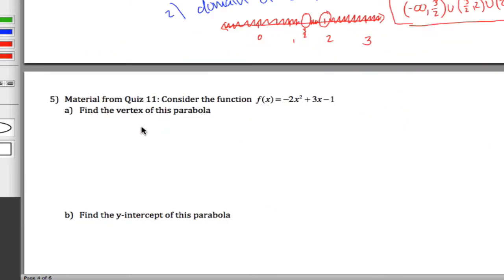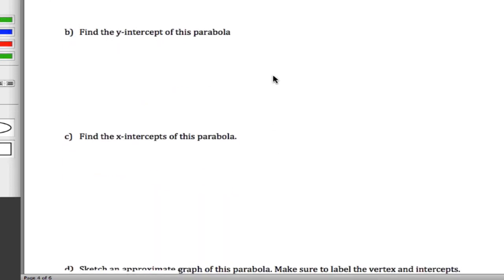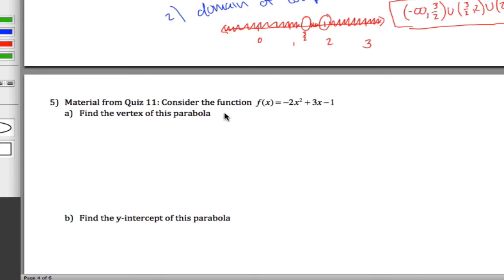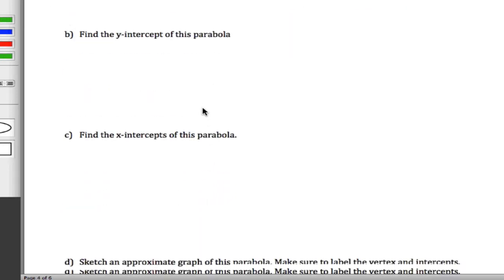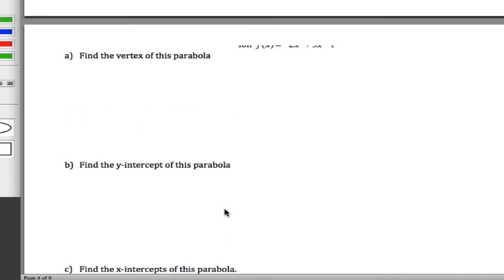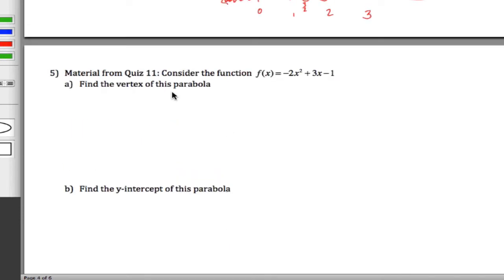All right, moving on. Number 5, material from quiz 11. So in quiz 11, we looked at what are called quadratic minimums and maximums. The basic idea here is you're given a quadratic function, a second-degree polynomial, and asked to find things like the vertex, the y-intercept, the x-intercepts, sketching graphs, all that good stuff. Vertex, there's at least 2 different ways to do this.